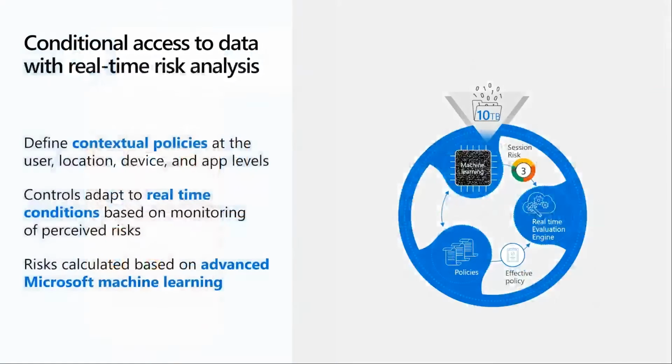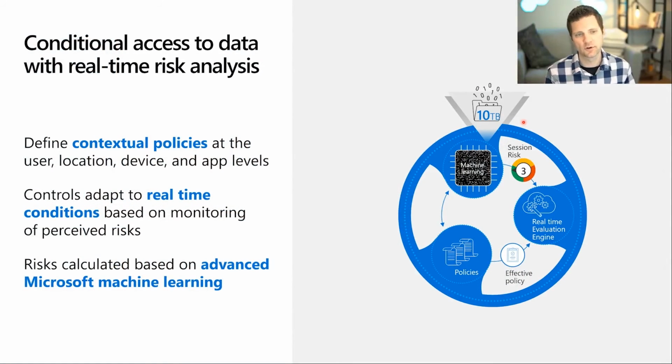All right. Let's talk about conditional access for a moment. Now, conditional access is pretty awesome. This is part of Azure Active Directory Premium. Starts in Plan 1 and it goes into Plan 2. And this allows you to define policies at the user level, location level, device level, and even the application level. And this allows me to have controls adapt in real time based on a number of conditions and risks. And then that gets calculated, which then drives an outcome.